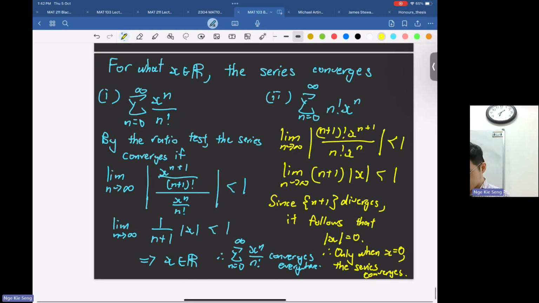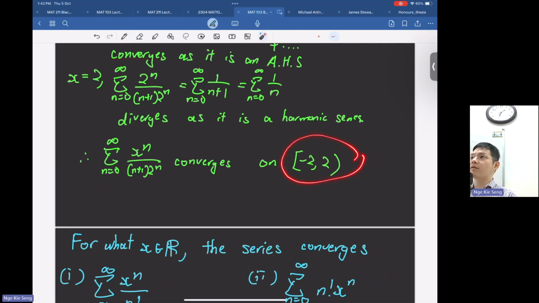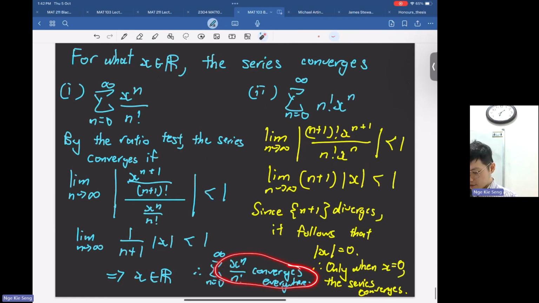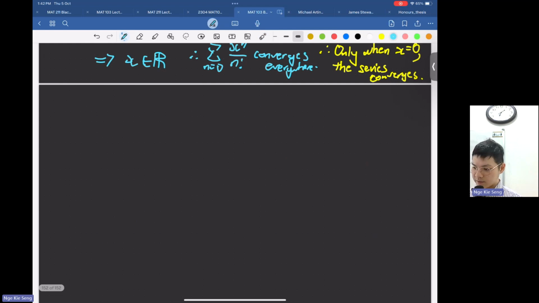So from here, we got 3 cases. The first case, we converge as an interval. Second case, converge everywhere, and then third case, converge at one point. So we have a theorem here. We got a theorem.